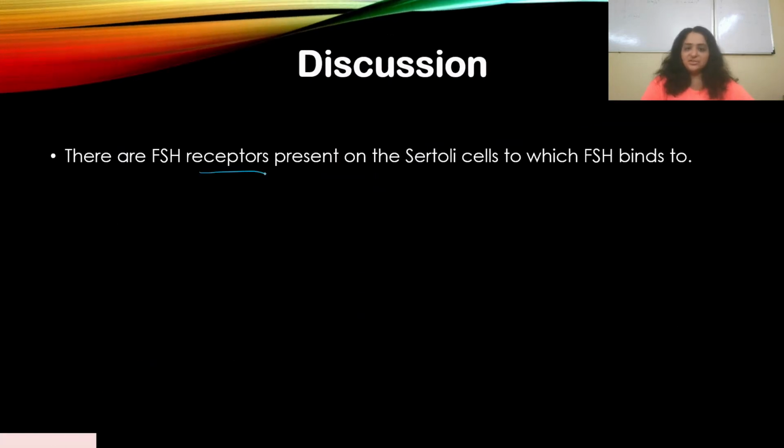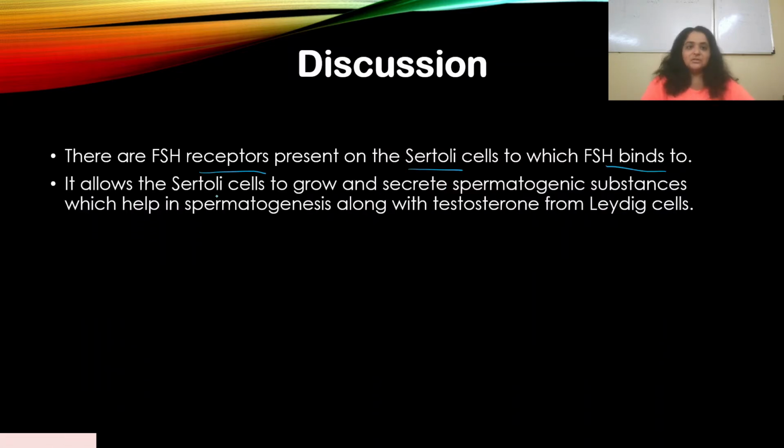So there are FSH receptors present on the Sertoli cells to which FSH binds, right? It allows the Sertoli cells to grow and secrete spermatogenic substances which help in spermatogenesis along with testosterone from Leydig cells. Now, Leydig cells are regulated under the influence of LH, which then secrete testosterone. So FSH or Sertoli cells alone don't play a role in spermatogenesis. They also need testosterone to help in spermatogenesis.